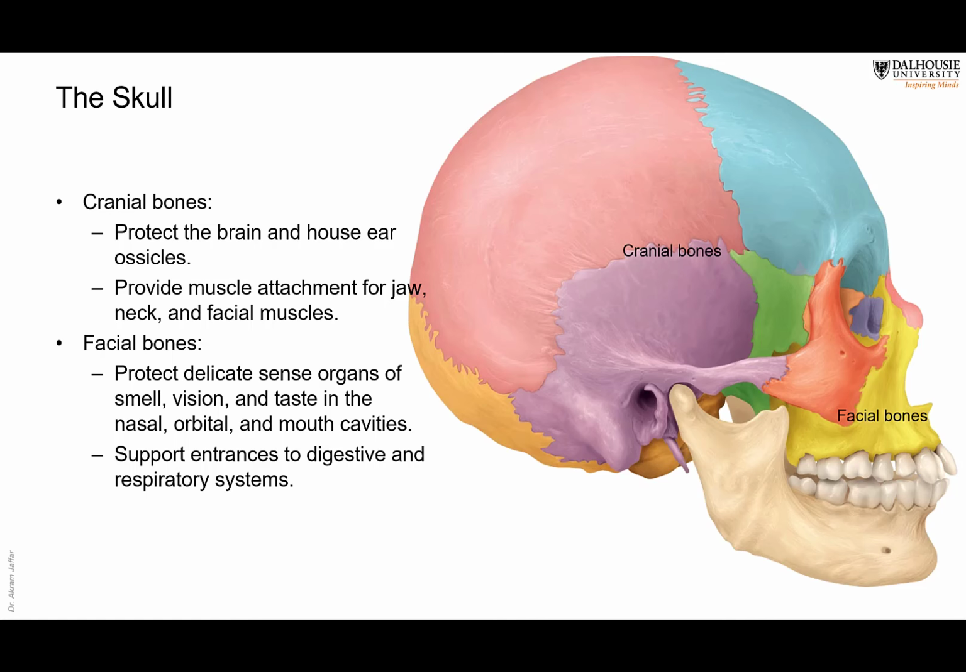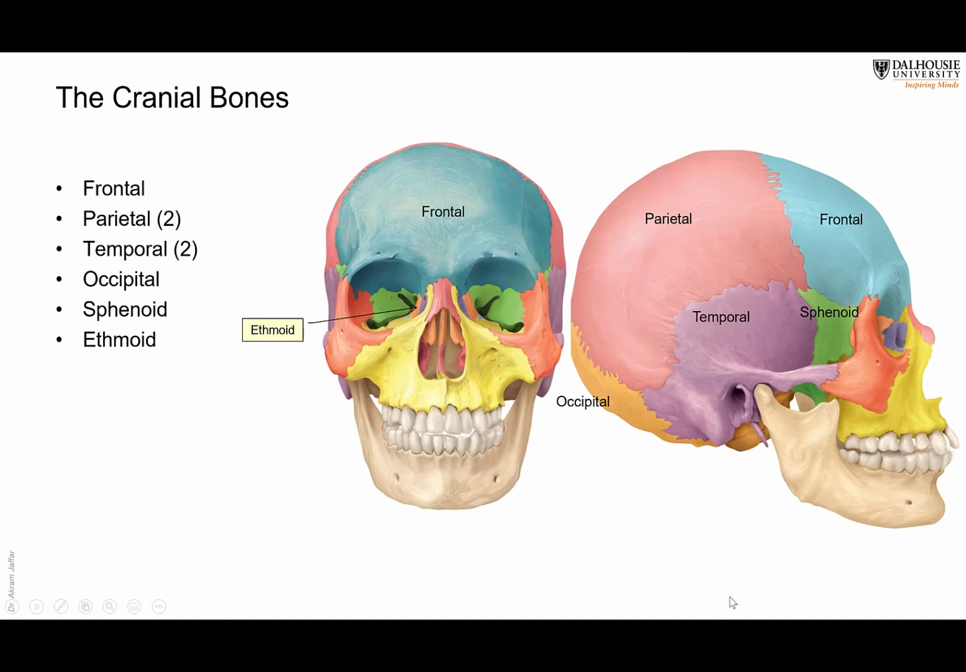Some other muscles move the mandible, and so they are called muscles of mastication because they are used for chewing. And, of course, there are other muscles that would be connected to the neck, muscles of the neck.